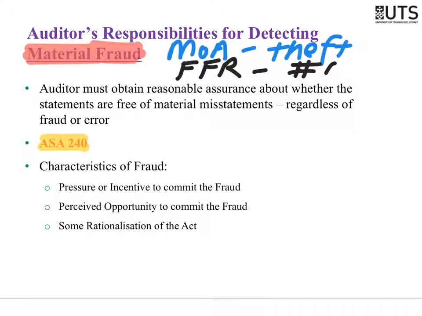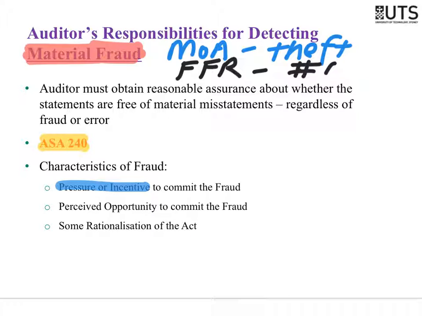Now this is interesting. What ASA 240 says is that for fraud to happen, there are often 3 elements. What are they? Do this simply. First one is there's usually a pressure or an incentive to commit the fraud. All right? What does that mean? Let me give you some examples.